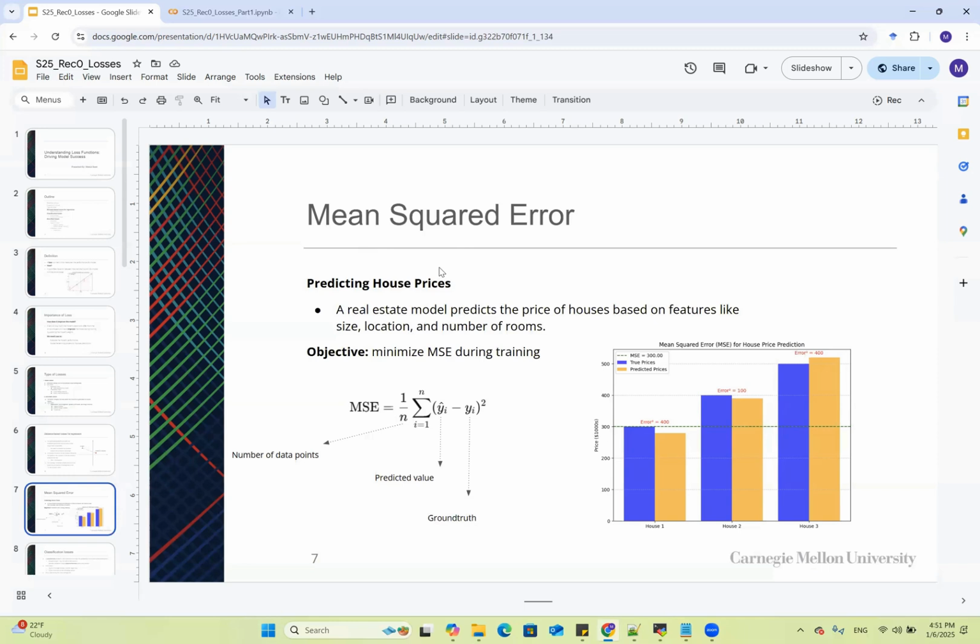Let's think about an example, which is predicting house prices. Imagine you want to build a real estate model that predicts the price of houses based on different features like the size, location, and number of rooms. So your objective is to minimize the MSE during the training. As you can see from this formula, N is the number of data points, Y hat I is the predicted value, and Y I is the ground truth.